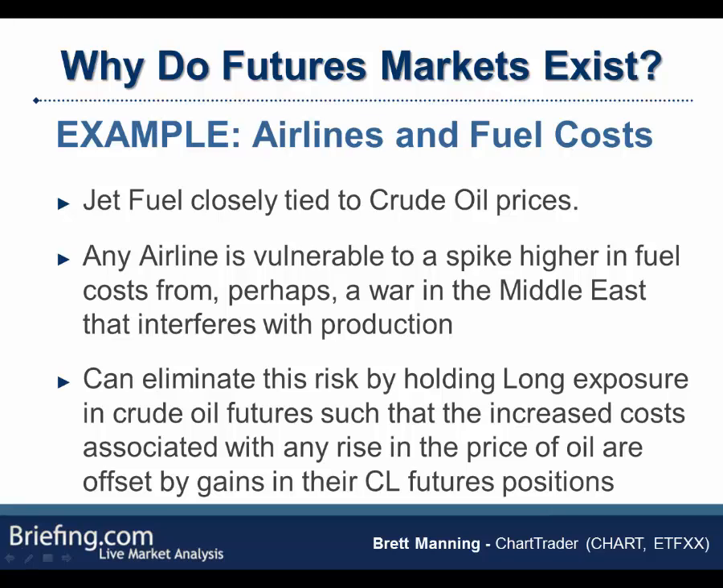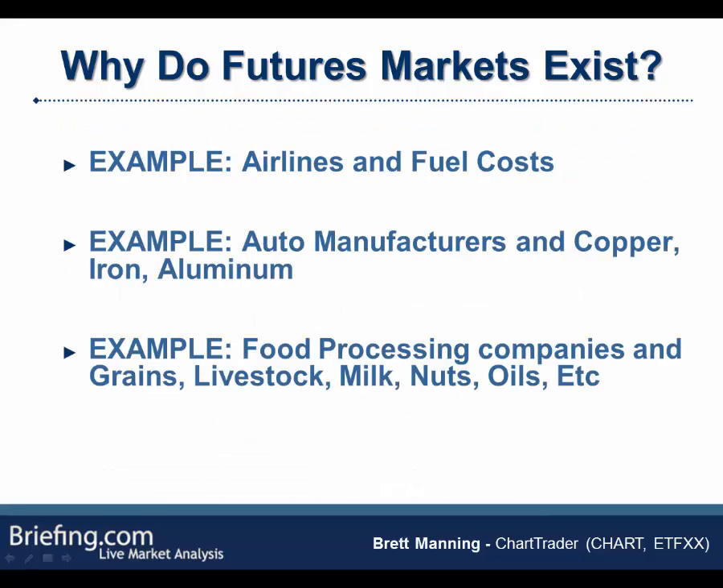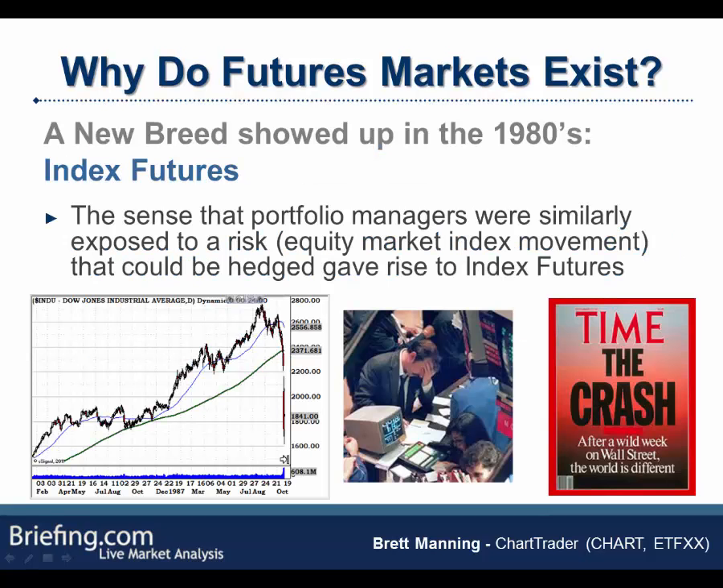And so that's what the futures markets are really for. It's commercially being able to control input costs, because they've got traders in that type of situation who are levered up long in the crude oil market to hedge that exposure. So if there's a major spike in crude oil prices, the jet fuel costs are offset by their gains in their crude oil contracts. And there are a number of other examples of this: the auto manufacturers with how they deal with copper, iron, and aluminum, and the food processing companies in terms of their grain inputs. So this kind of gives a sense of what this is really about.